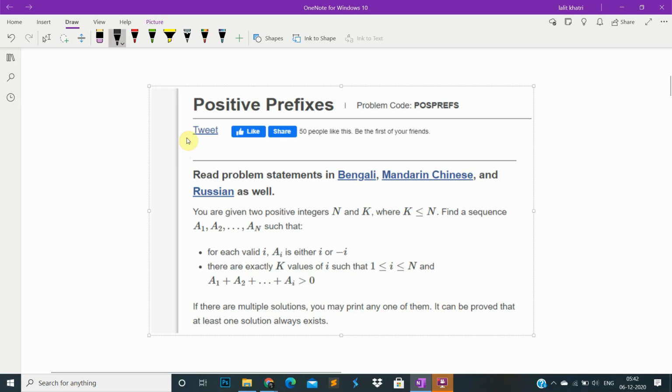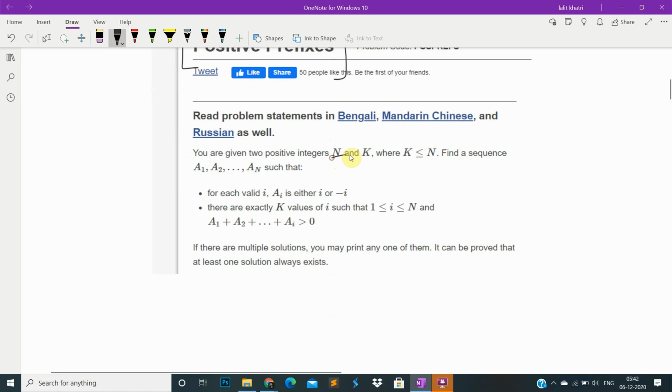This is the CodeChef December Long Challenge problem, the Post Prefix problem. We are given two numbers, n and k, and we have to find a sequence a1 to an.